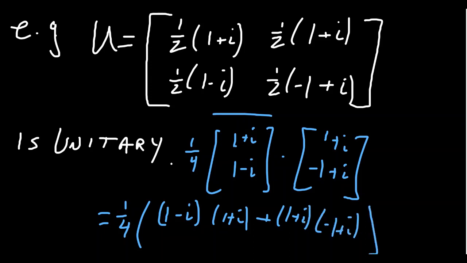And so if we work out the details here, if you FOIL (1 minus i) times (1 plus i), that's going to equal 2. But then (1 plus i) times (-1 plus i) will FOIL out to be -2. So this thing adds up to 0 when you're done. That is, it's 0. And so you can see that this is an orthonormal set of vectors. It's what we call a unitary matrix.